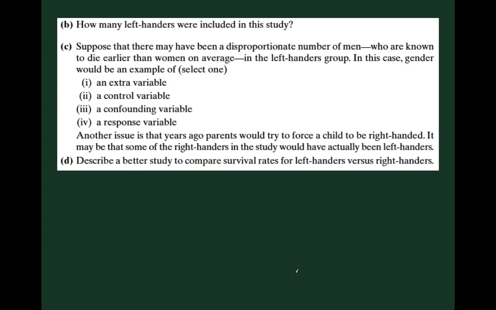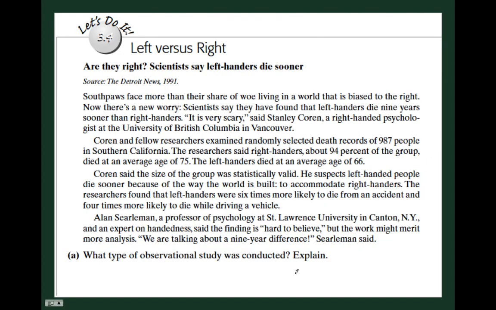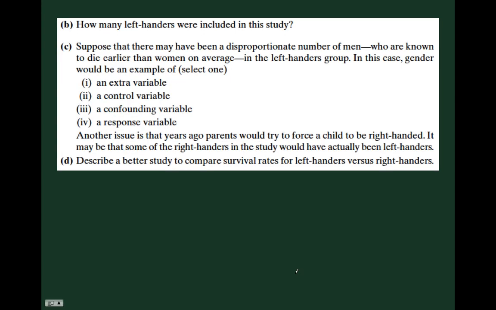How many left-handers were included in the study? Well, let's go back and take a look. Let's see. Oh, right-handers are about 94% of the group. So that means 6% of the sample were left-handed. So 6% of 987 is about 59.22, or we'll call it 60. So about 60 left-handers in the group.